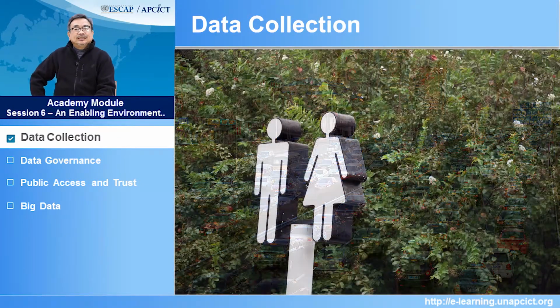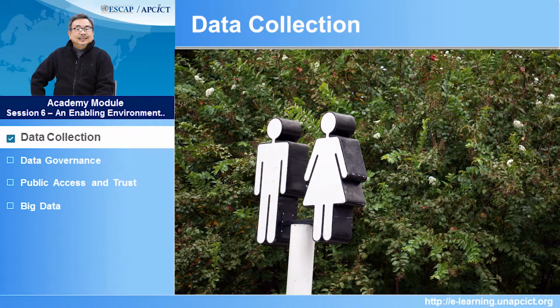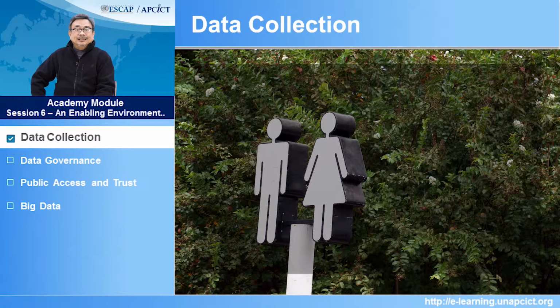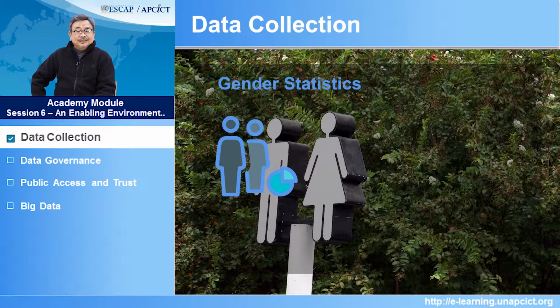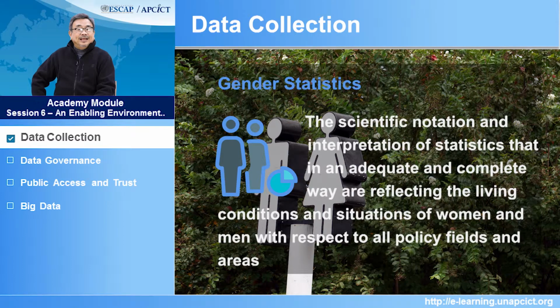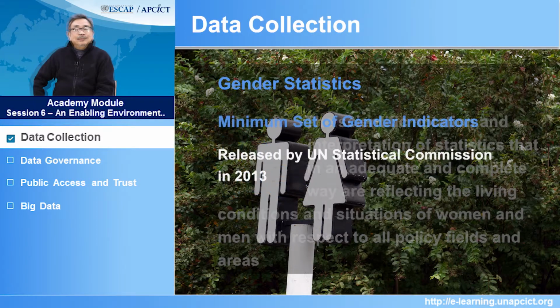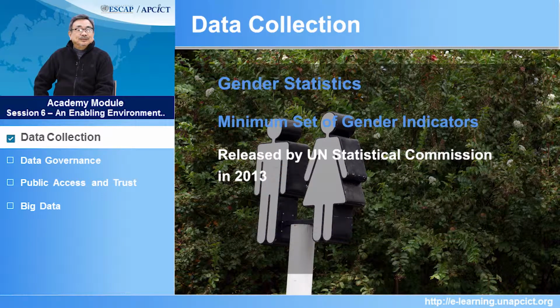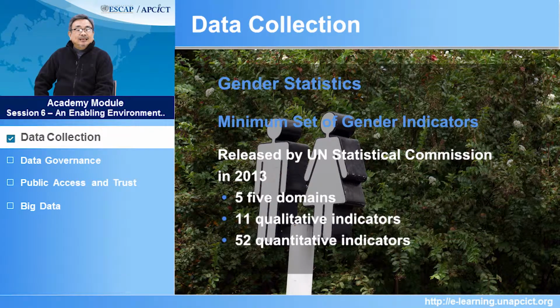We also mentioned that despite efforts at comprehensiveness, there are still areas that need improvement. And one of them is gender statistics. Gender statistics is defined as the scientific notation and interpretation of statistics that in an adequate and complete way are reflecting the living conditions and situations of women and men with respect to all policy fields and areas. The minimum set of gender indicators is comprised of 5 domains, 11 qualitative indicators, and 52 quantitative indicators.